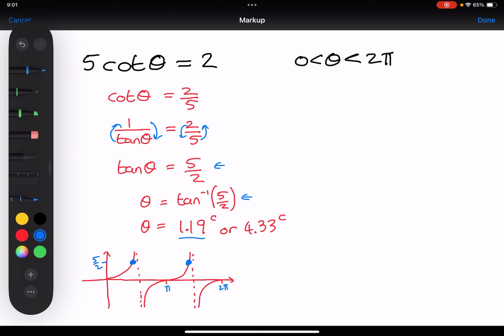So we know that this is 1.19. So this will also be 1.19, and it will be 1.19 above pi. So if I do pi plus 1.19, I get the 4.33. And those are the two solutions to that equation in that interval.